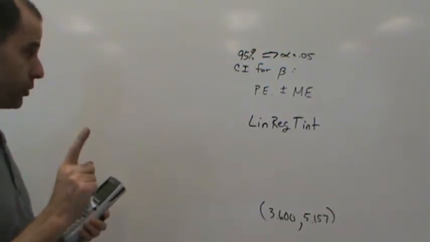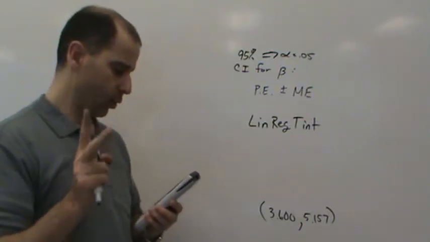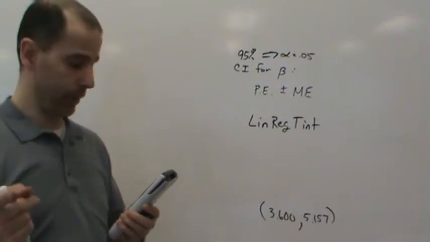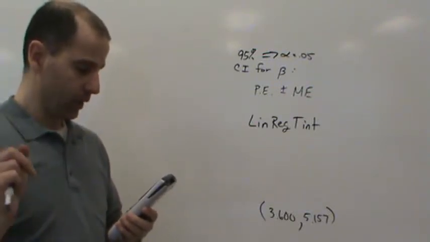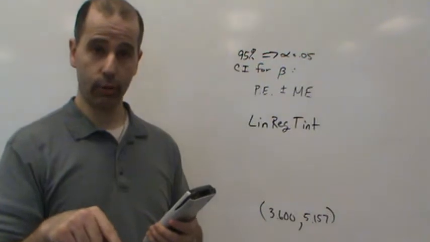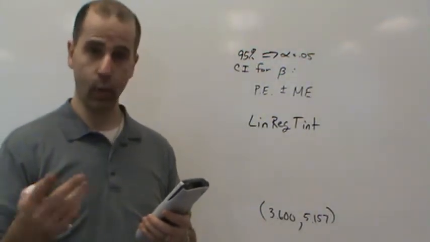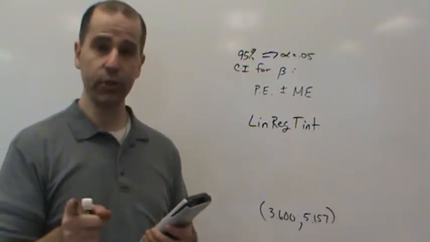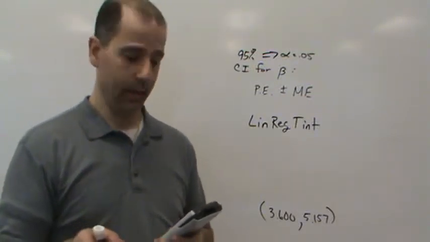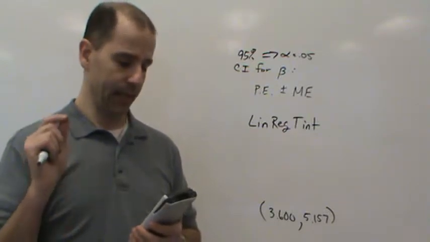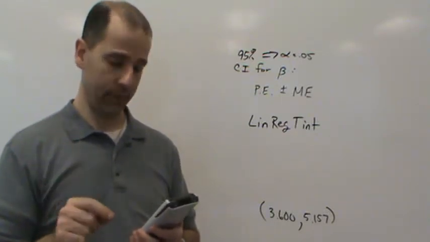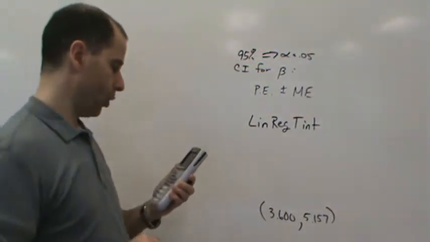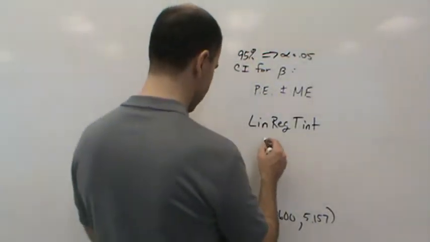If we use LinRegTInt under stat tests, it asks you for your x list, your y list, frequency, which we're not going to touch, confidence level, 0.95, and then your regression equation, if you want to store it in one of your functions, like Y1, Y2, and then go down and calculate. So again, the only required fields are your x list, your y list, and your confidence level. And so now, what do we get? We get this.